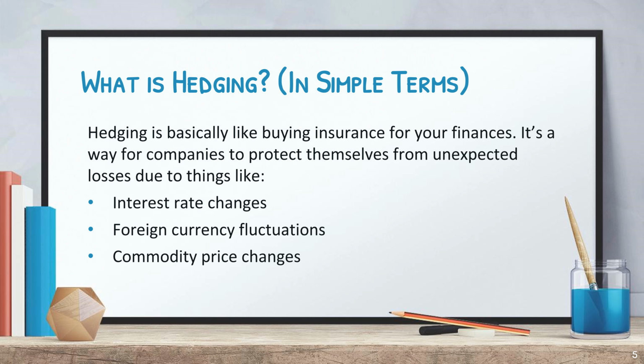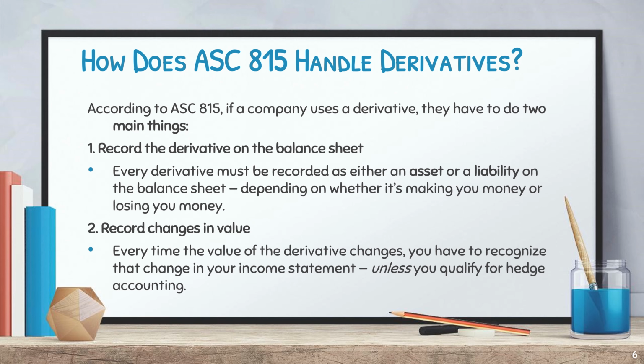How does ASC 815 handle derivatives? Alright, now let's get into the accounting part. According to ASC 815, if a company uses a derivative, they have to do two main things. 1. Record the derivative on the balance sheet. You can't just ignore it. Every derivative must be recorded as either an asset or a liability on the balance sheet, depending on whether it's making you money or losing you money. 2. Record changes in value. Every time the value of the derivative changes, you have to recognize that change in your income statement, unless you qualify for hedge accounting, which we'll get to in a second.